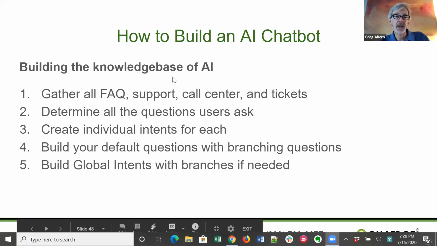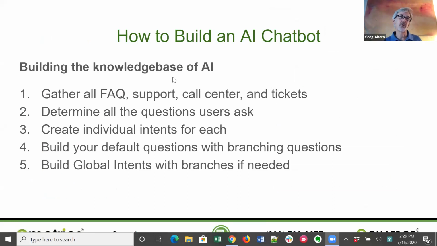Building the knowledge of the AI. So the first step you do before you really get going is you need to gather all the information you already have. So you have FAQs on your site. You have a support center that has built-in FAQ docs for those support guys to answer questions with, or a call center, or you have a trouble ticketing system and you have all this data in there. Those are the things you want to have inside the bot because those questions are going to come up and you want the bot to answer them.